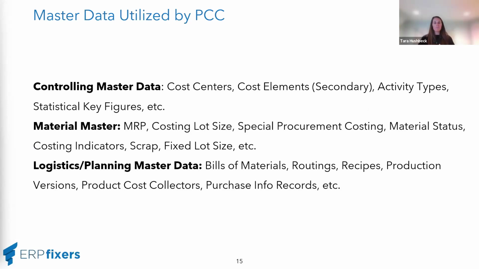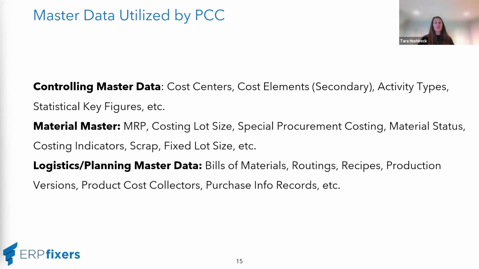And so what I've done here is break up master data, specifically looking at master data utilized by product cost controlling, into a few buckets. I borrowed this from John Jordan's book, which we'll reference later, but I've broken it into three categories. Controlling master data, which looks at cost centers, activity types, statistical key figures, cost elements, both primary and secondary. Then next you have the material master, which is the material master screen.